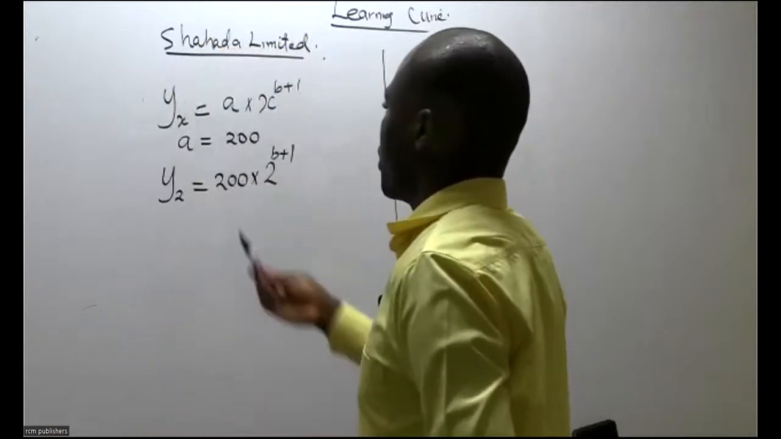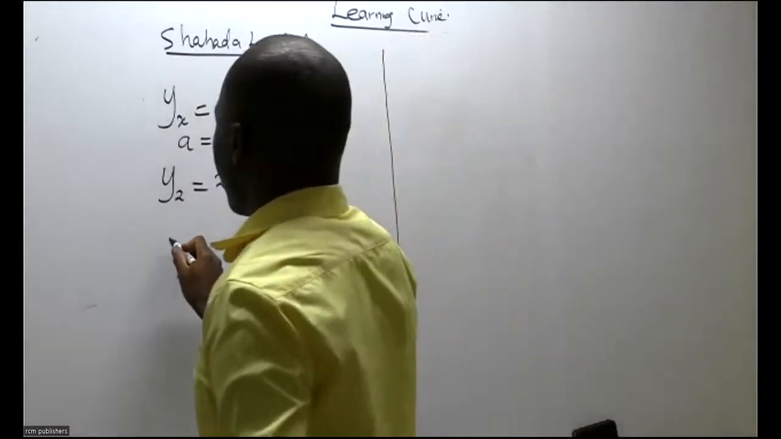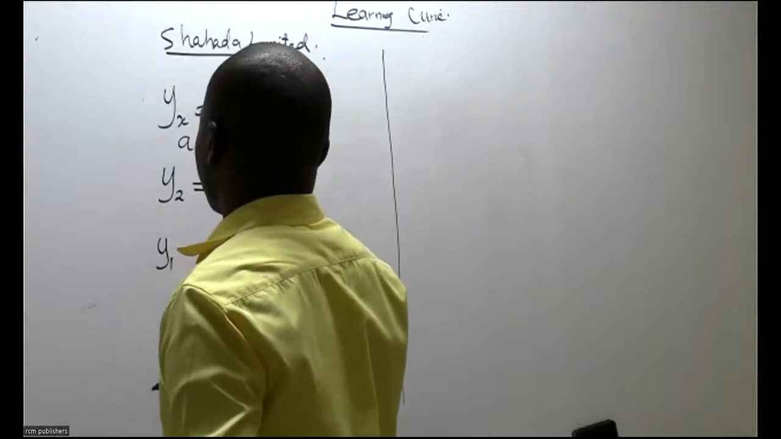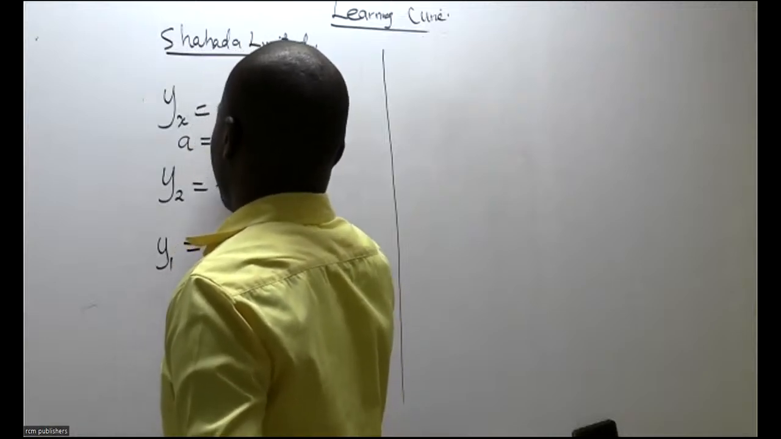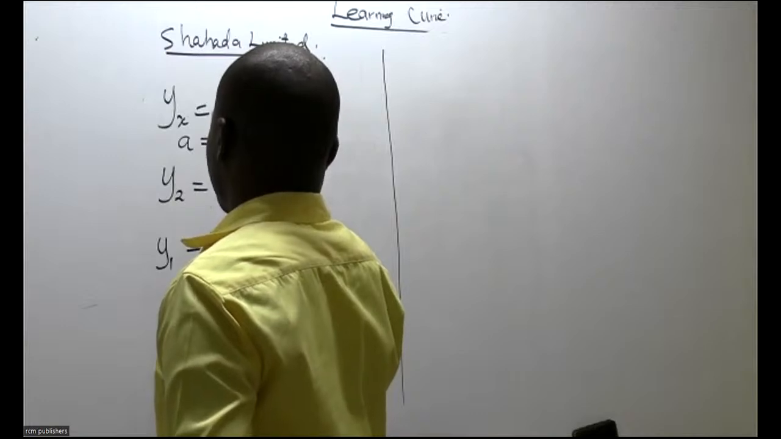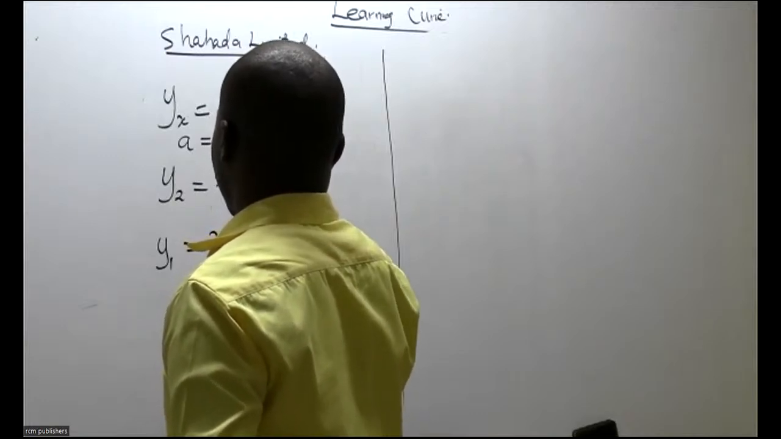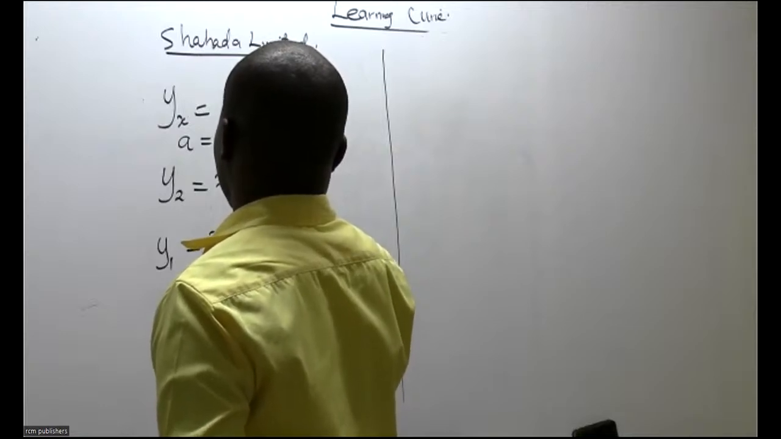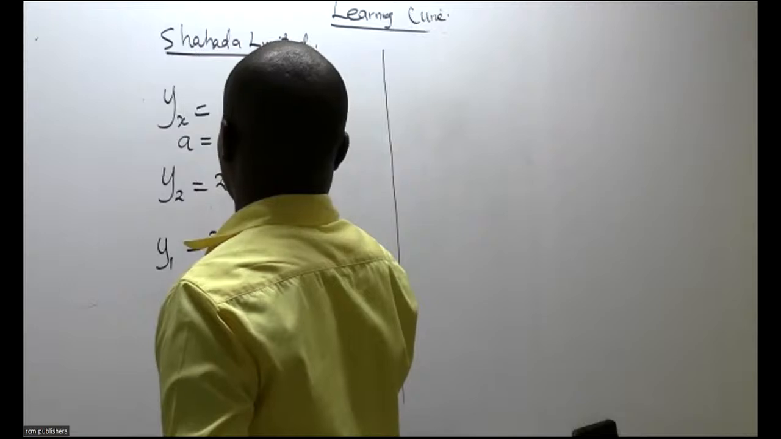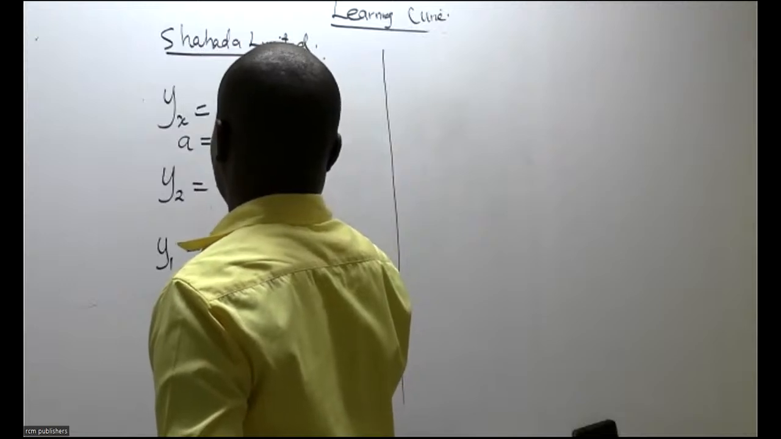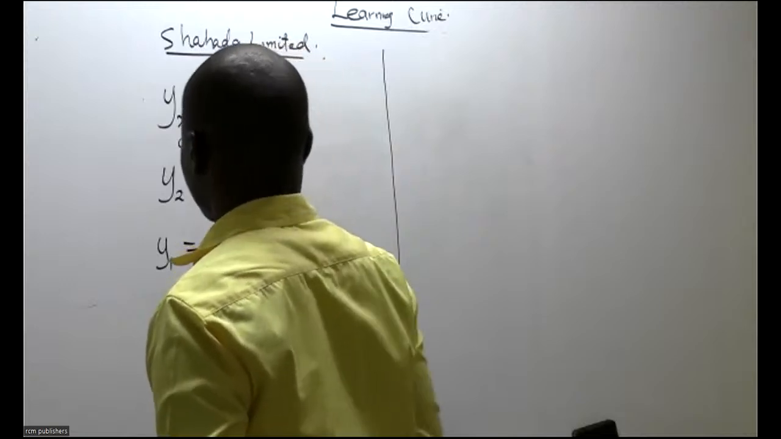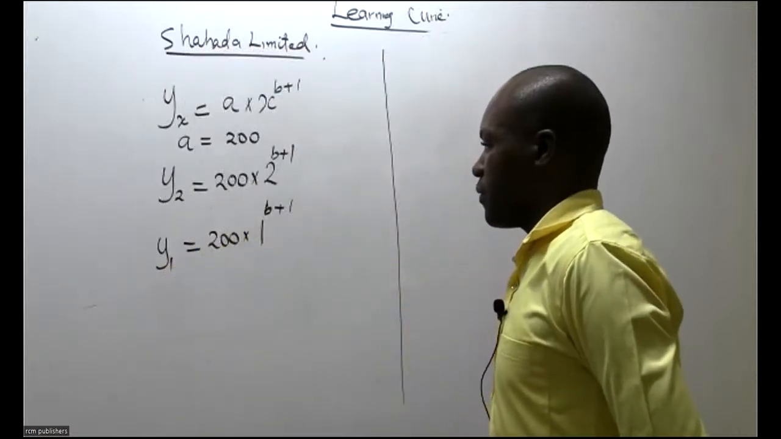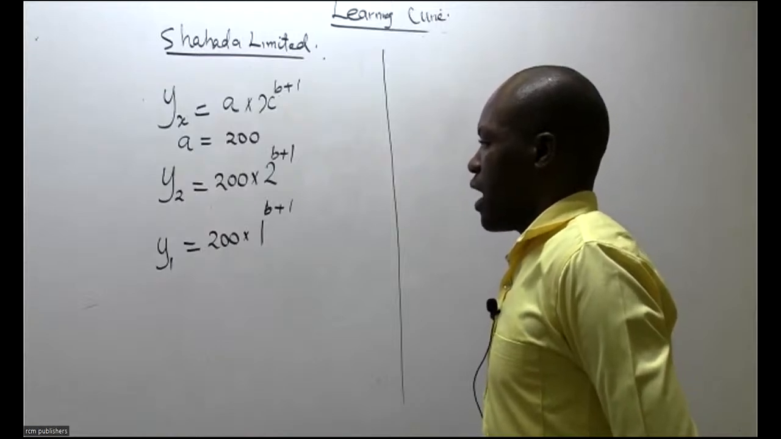So look at the function here. What is our Y? I want to ask you a simple question. Y, when our X is 1, is basically equivalent to A, the time to produce the first unit, multiplied by 1 raised to the power b plus 1. So that is what we have.